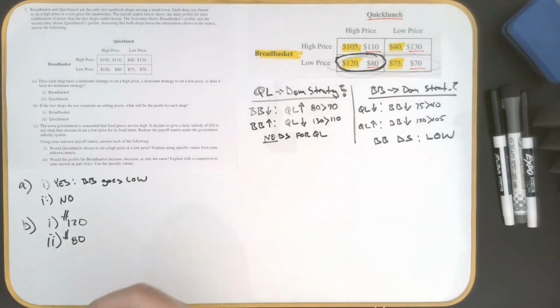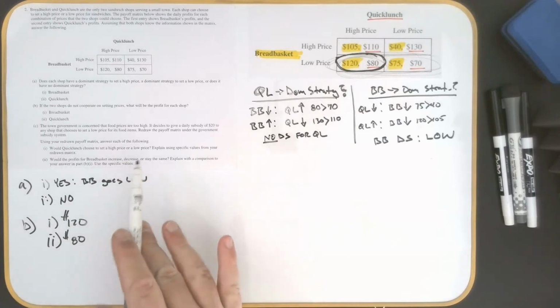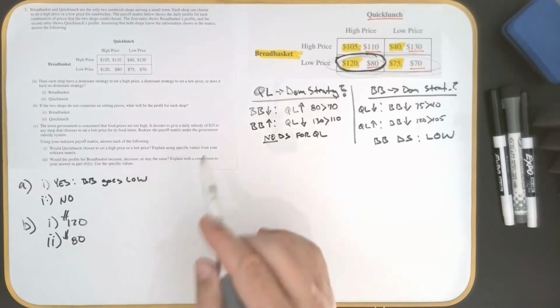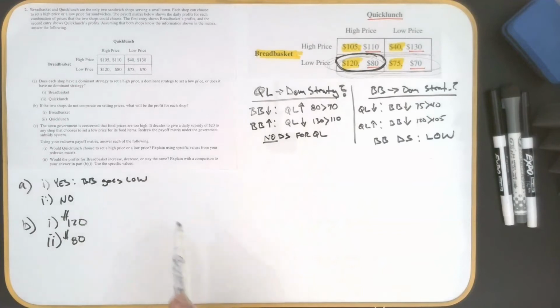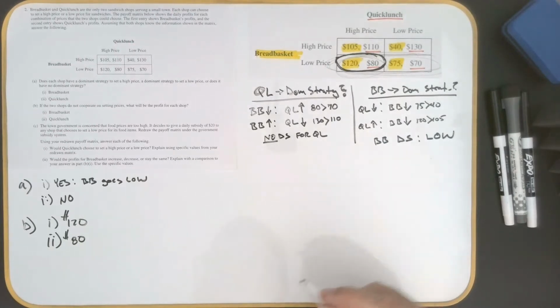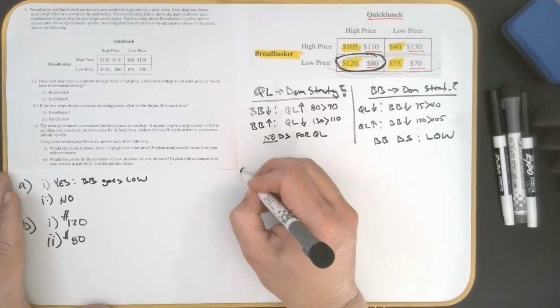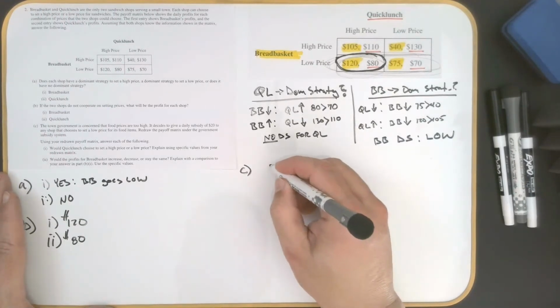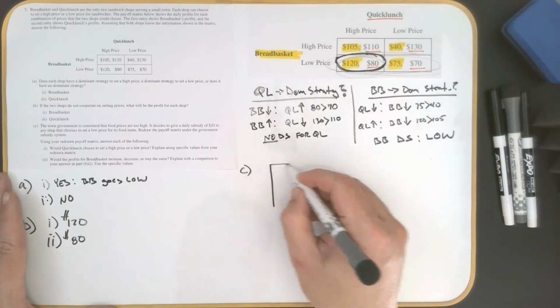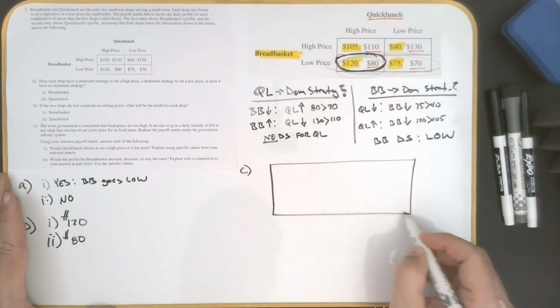Then Part C says, the town government is concerned food prices are too high, so it decides to give a daily subsidy of $20 to a shop that chooses to set lower prices for its food items. Redraw the payoff matrix under the government's subsidy system. And then they're going to ask us these questions again. So I'm going to come over here. Let's see if we can do C right here. We'll draw a new payoff matrix. So I'm just going to draw the numbers here.